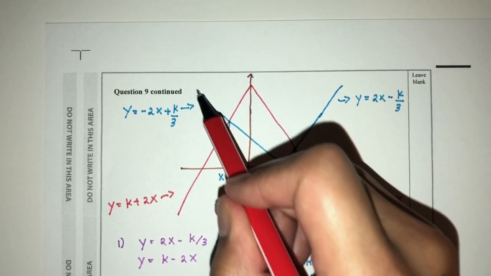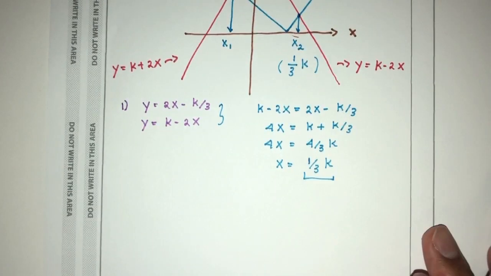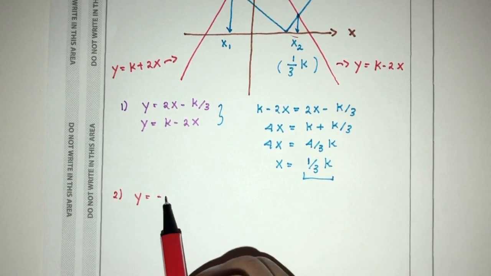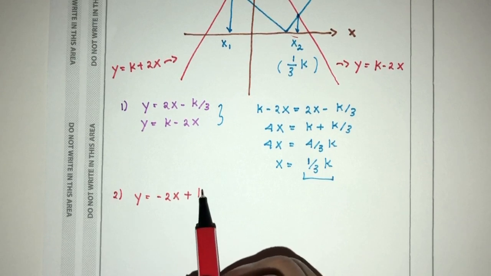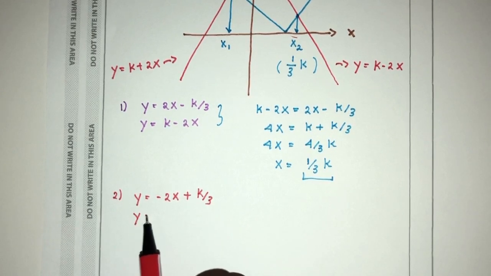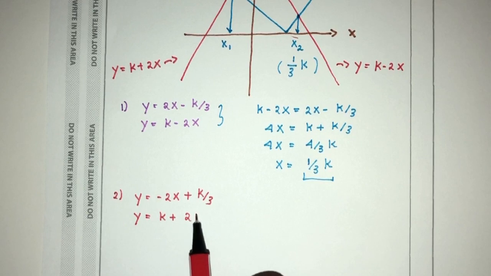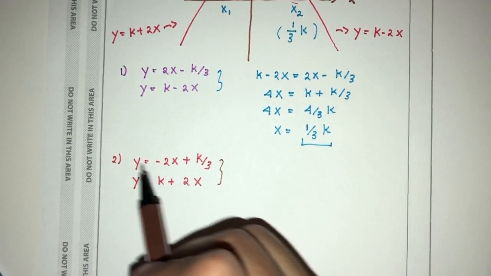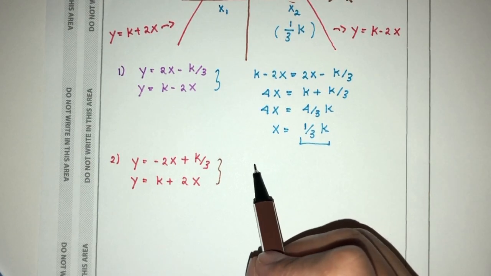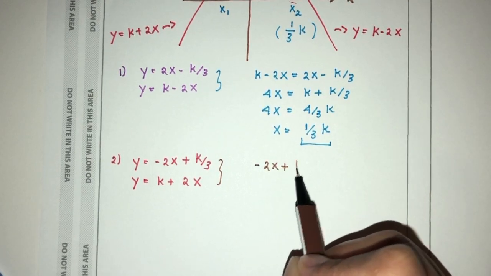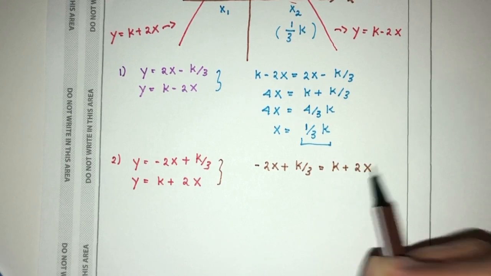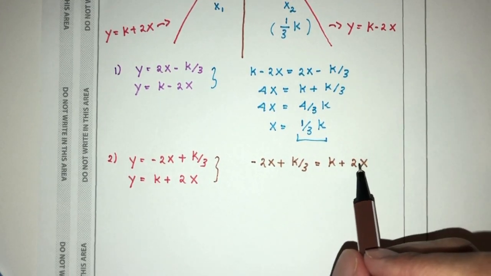For this one, again, it is the point of intersection between this line and this line. So let's write those two lines. As we can see, it will be y equal to minus 2x plus k over 3, and y equal to k plus 2x. Now let's try to solve this. So solve simultaneously. On one side you will have this equal to k plus 2x. Right. Now send all the x to one side. You will have 4.